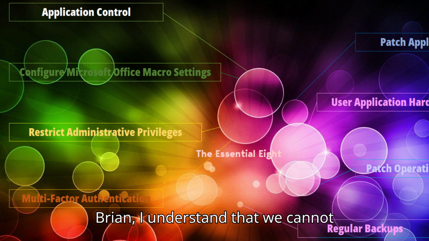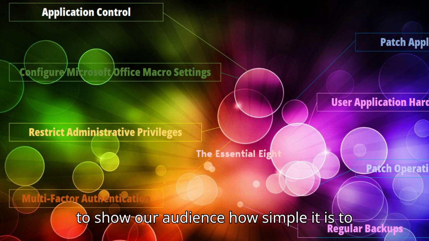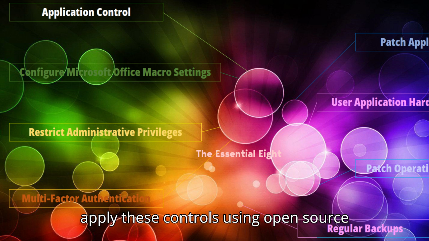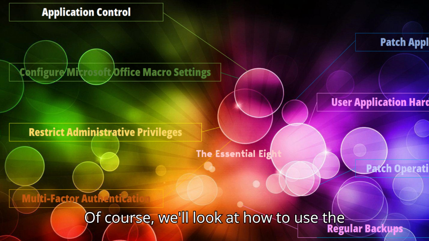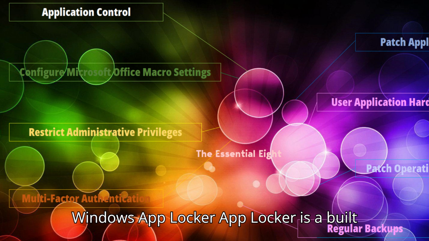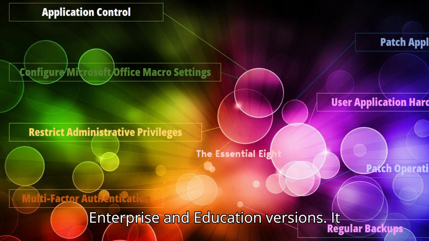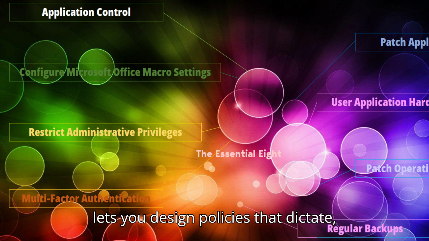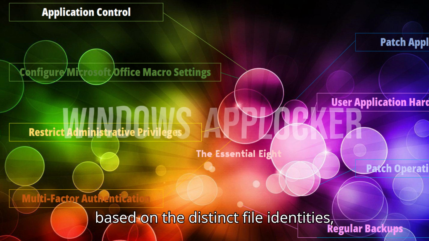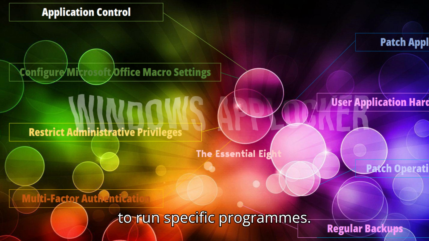Brian, I understand that we cannot address all of the bullet points you raised. Can you kindly elaborate on one to show our audience how simple it is to apply these controls using open-source tools or scripting? Of course, we'll look at how to use the operating system's built-in security mechanisms. Windows AppLocker. AppLocker is a built-in Windows feature accessible in the enterprise and education versions. It lets you design policies that dictate, based on the distinct file identities, which individuals or groups are permitted to run specific programs.